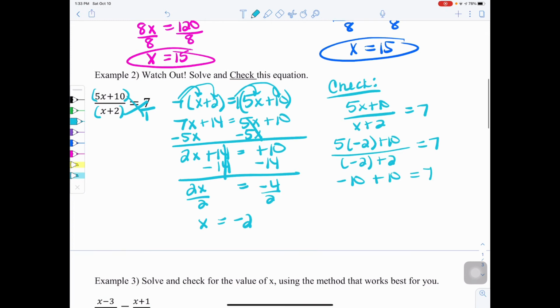And down here, the parentheses we don't need. We just have negative 2 plus 2. So then what happens is we get 0 on top, but the problem is we get 0 on the bottom. And on the other side, we've got a 7. This doesn't check, yet we absolutely solved that equation the correct way. So this is an example of an extraneous solution.